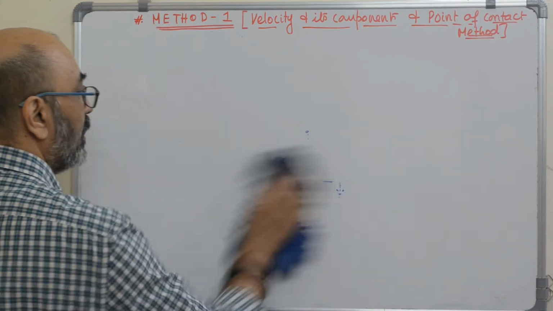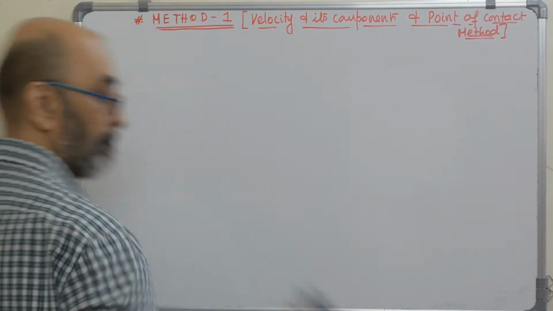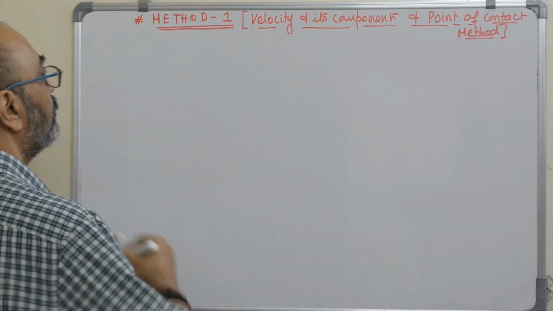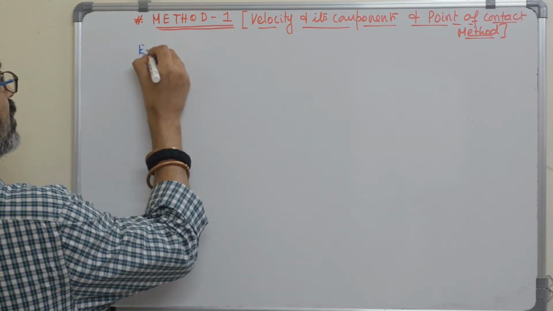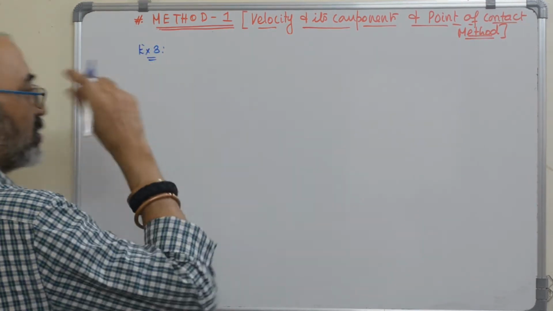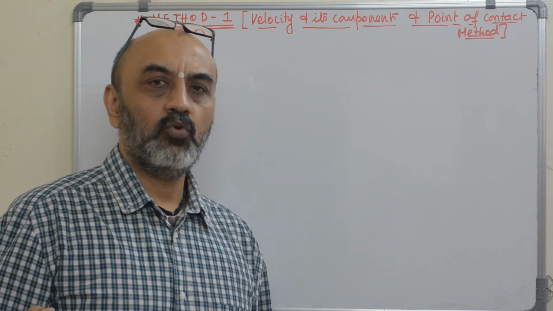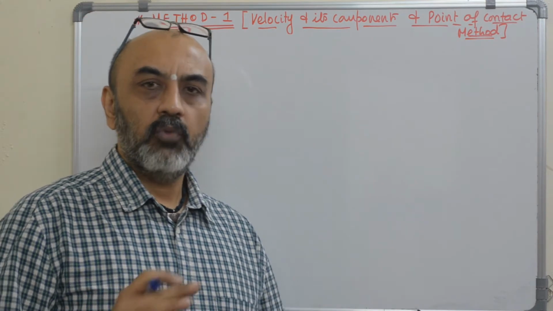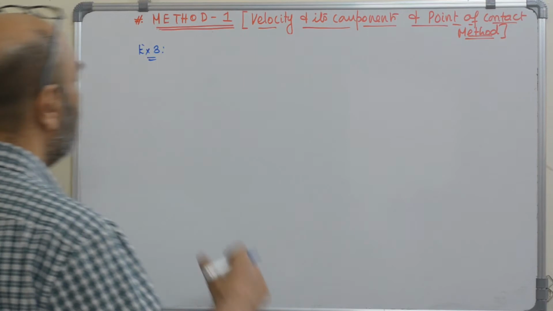Example number 3. If you see, we are going at a little faster pace because we will have to attack about 20 to 25 numericals using both the methods to solve them respectively.